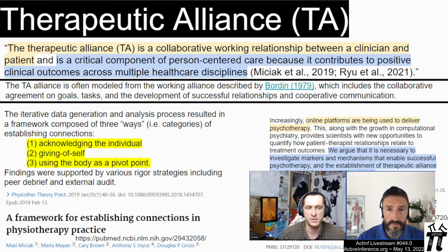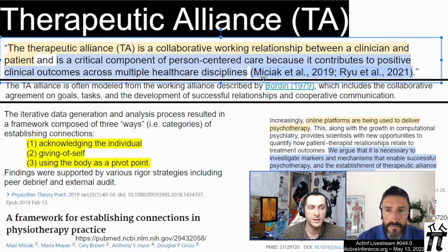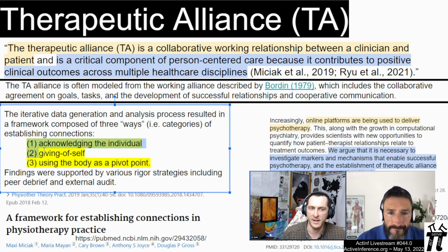And then just in terms of the way that this paper approached it, they reference an early critical citation, Borden 1979. And then also they reference two more recent citations, the McKeak and Ryu. So the 2019 paper on the left was looking at physiotherapy and just highlighted acknowledging the individual, the giving of self, and using the body as a pivot point. So seeing that alliance as kind of like a constellation that's pivoting around the patient's body and also there being sort of a broader scale movement, which I thought was really deep.